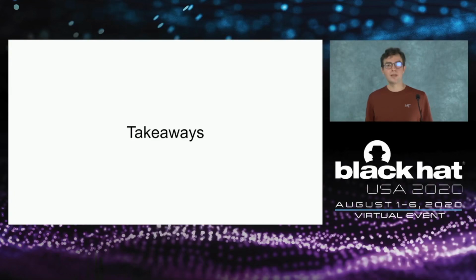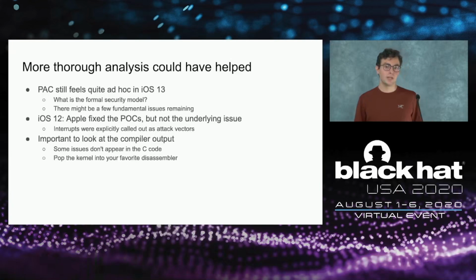So what are the things that I want you to take away from this talk? I know it's been kind of a whirlwind of PAC bypasses. So what is the thing that I want you to walk away understanding about all of this? When I originally gave the presentation demonstrating the first 5 PAC bypasses in 2019, one of my conclusions was that more thorough analysis could have helped in the design of pointer authentication. And while my views now are a little bit more nuanced, I still stand by this original conclusion.